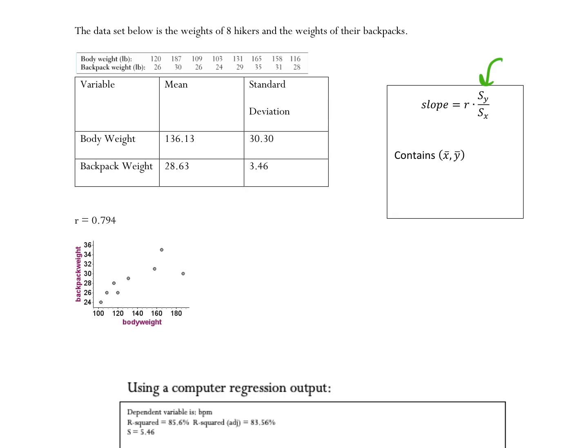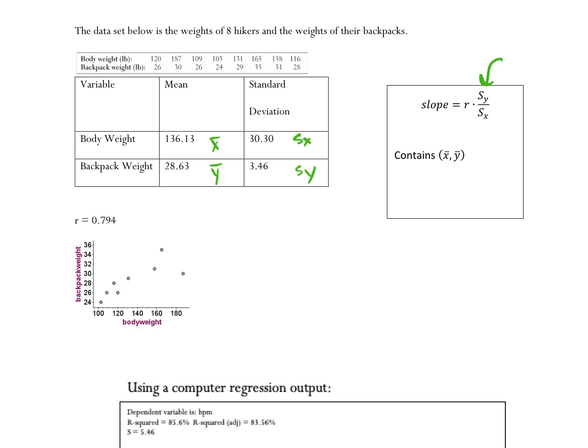Okay, so this is the body weight of hikers along with the weight of their backpacks. So you would think people who are heavier need to carry more food, need to carry heavier clothes. Their hiking backpack would be heavier. So in this case, your body weight is X, your backpack weight is Y. This would be my X, this would be my XY, this would be X bar, this would be Y bar.